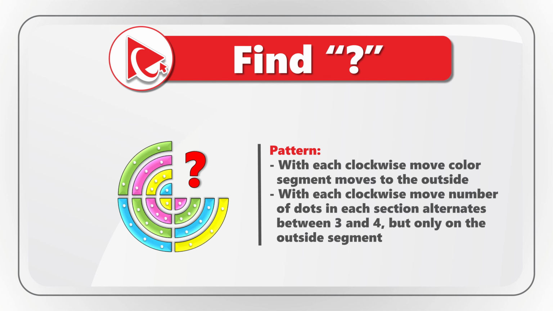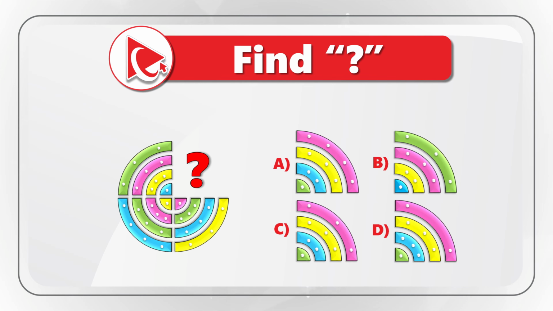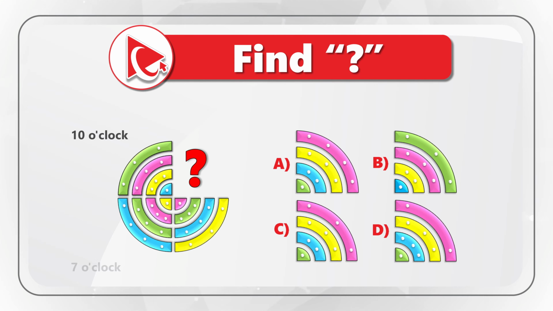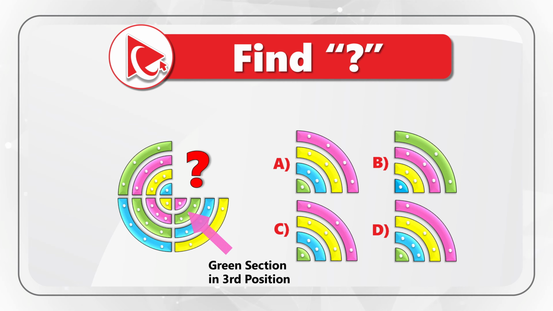Let's look at the example. For 3 segments that we see on the screen, let's assign the clock values. For example, we will have 5 o'clock, 7 o'clock, and 10 o'clock sections. Now, let's take a close look at the green section at 5 o'clock.